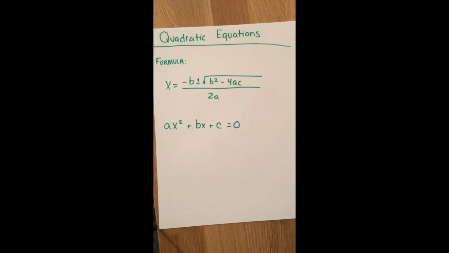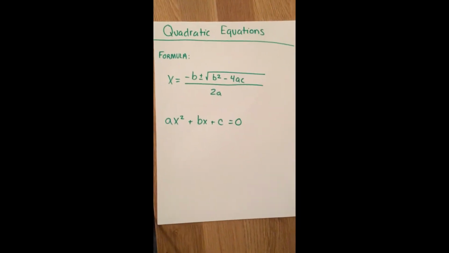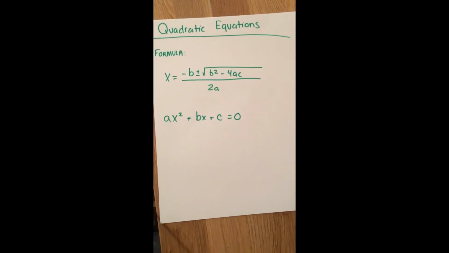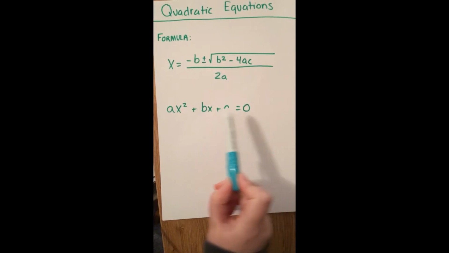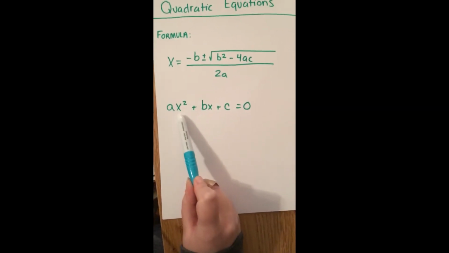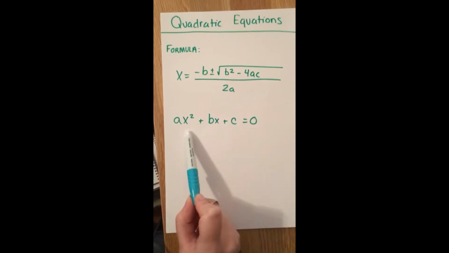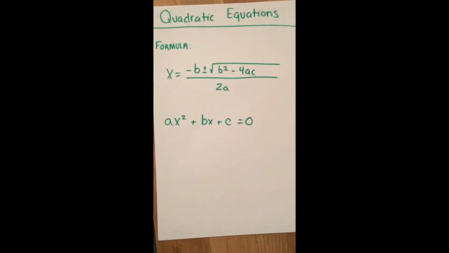All right, so now we are moving on to quadratic equations. So we're still looking at trinomials. Remember, the basic look of a trinomial is ax squared plus bx plus c equals 0. This is a trinomial. So we've been looking at factoring trinomials.